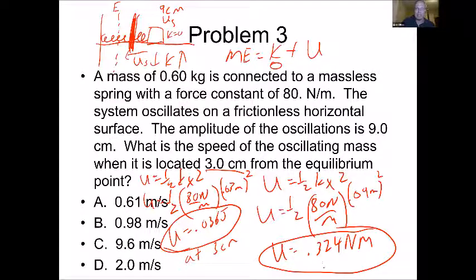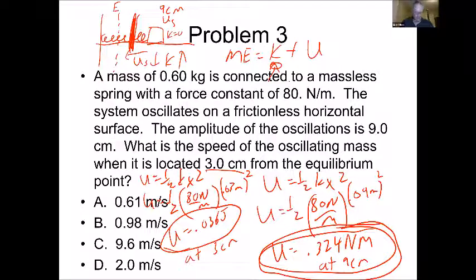This is the elastic potential at 9 centimeters. This is all of the mechanical energy of the system. Remember that mechanical energy is kinetic plus elastic potential. So if we take this 0.324 and subtract from it 0.036, that should tell us how much kinetic energy there is at this point.